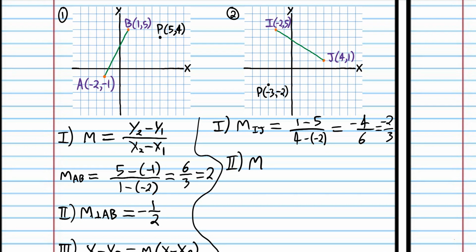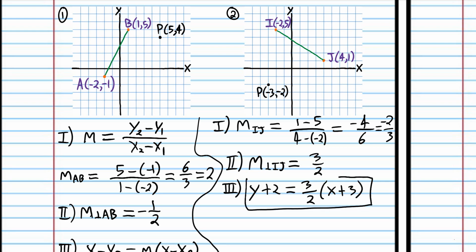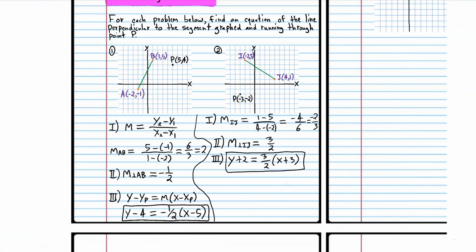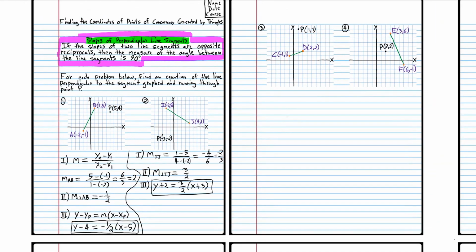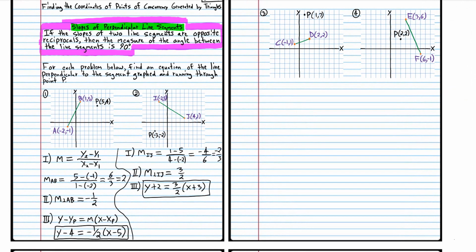And part 2, we need to find the slope of the line perpendicular to IJ. And for that, we just flip this slope and change the sign, so we get positive 3/2. In part 3, we just write the equation that contains this slope and this point here, point P. So y plus 2 equals 3/2 times x plus 3. And there you go. So not too bad, just 3 steps on these problems. So I'm gonna leave those problems in the window, and I want you to go ahead and try problem number 3, and when you come back, we'll do it together.